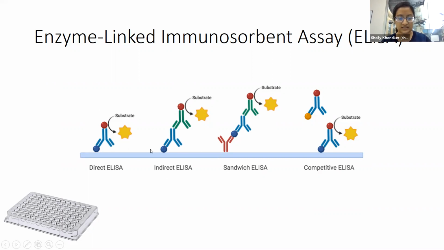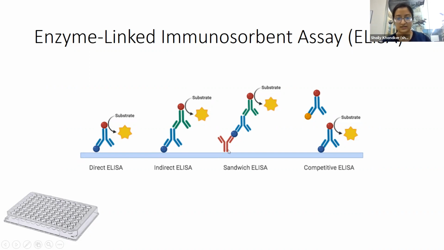Another form of ELISA is called indirect ELISA, and this is similar to what I just described with the Western blot, where you have a primary antibody that binds to the antigen, and a secondary antibody that's conjugated to an enzyme that detects the primary antibody, but not the antigen directly. Then a substrate is added to yield an enzymatic reaction with the secondary antibody.